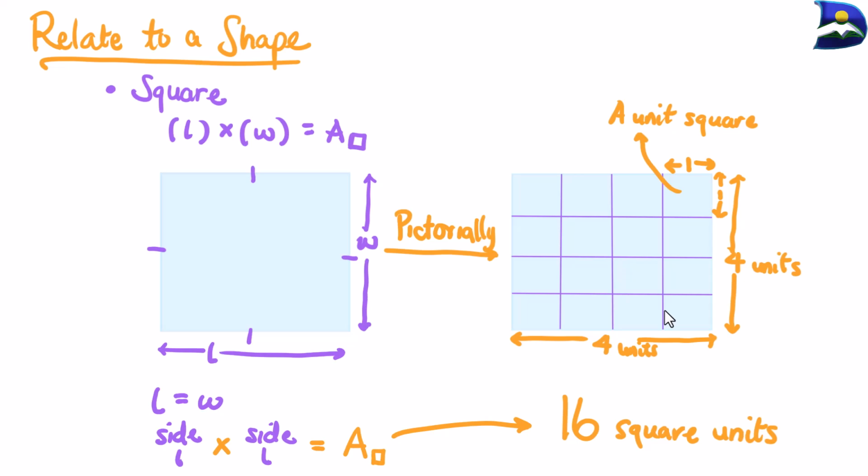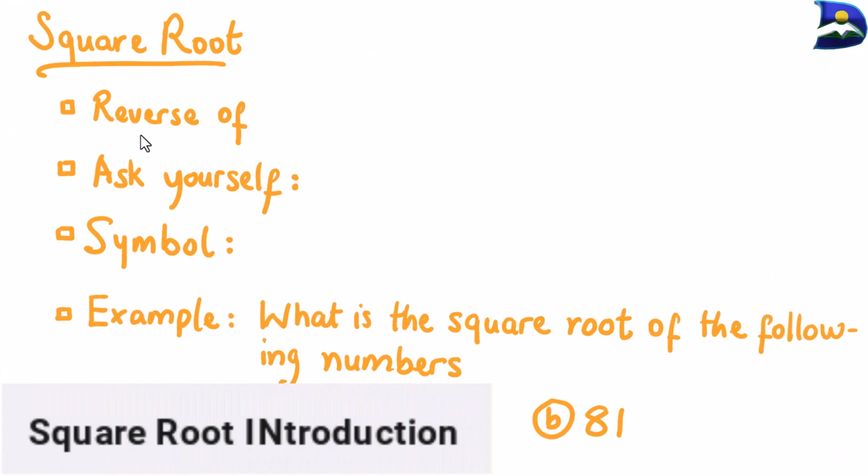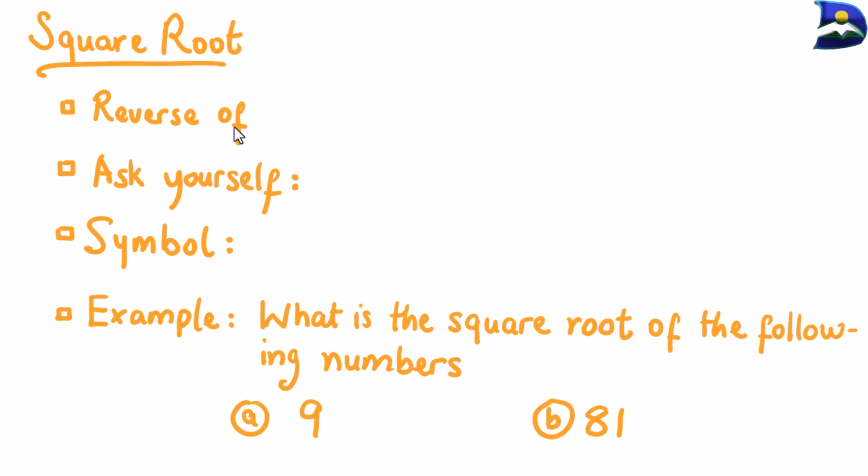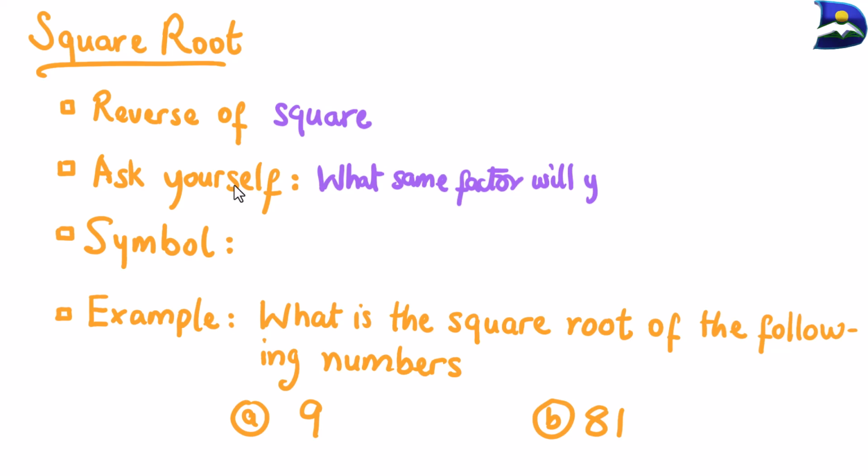Focusing on square root, we understand that this is indeed the reverse of the function squared. And what does this imply? This implies that when you're asking yourself the question for square root, we need to say: what same factor will I multiply by itself? And once you're able to ask yourself this question, you should be able to address the solution to the square root of a number.